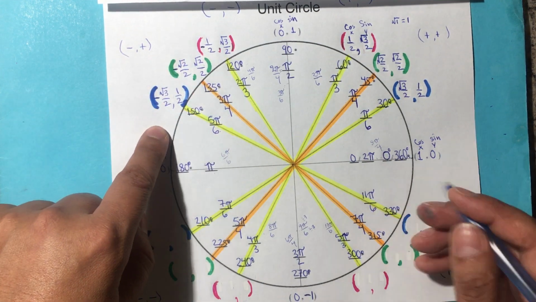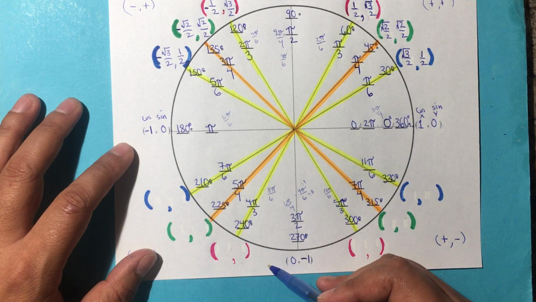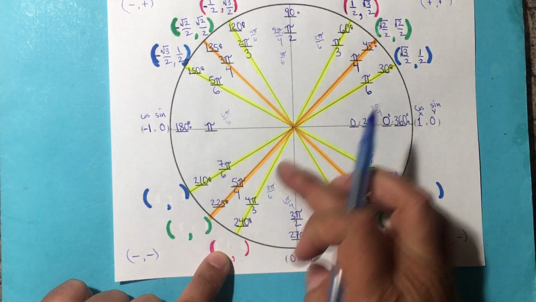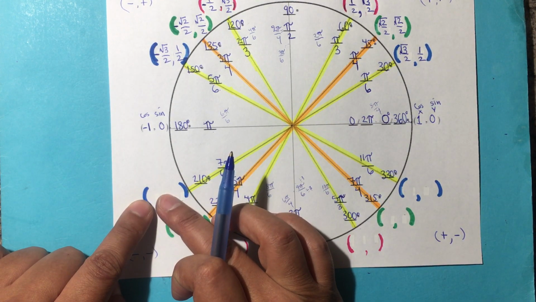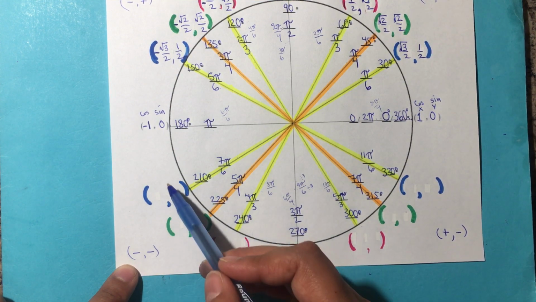Okay, and you're going to do the same thing over here. Now let's do these values. The pink with the pink, the pink with the pink, the green with the green, and blue with blue. Again, just make sure that now you have negative for both the cosines and the sines.